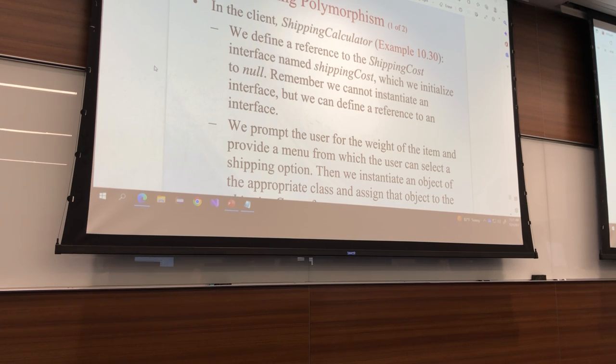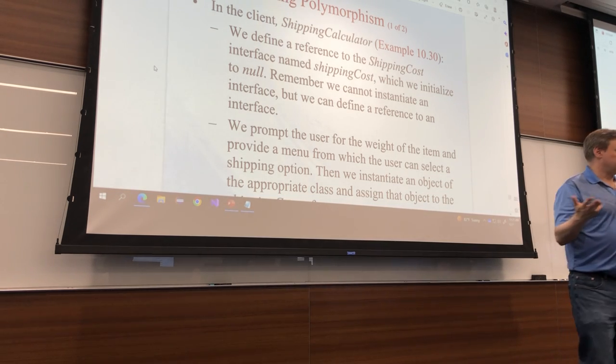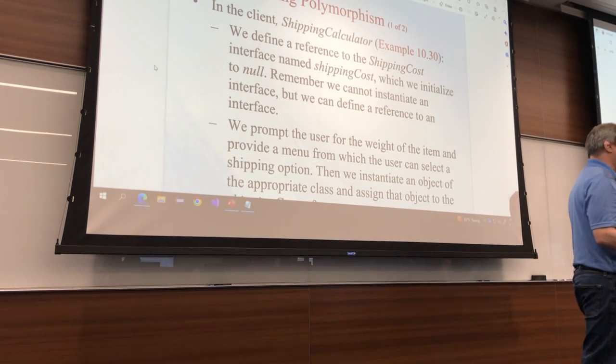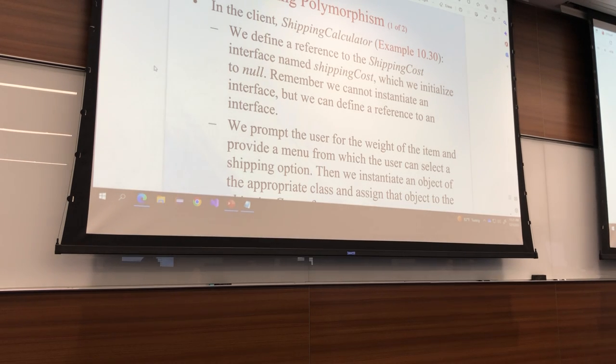So once I finally know the weight of their package, because they're going to go through and select all kinds of things and add it to the package, I can just do shippingCost.calculateShipping. And it will automatically call the right one. Polymorphically.